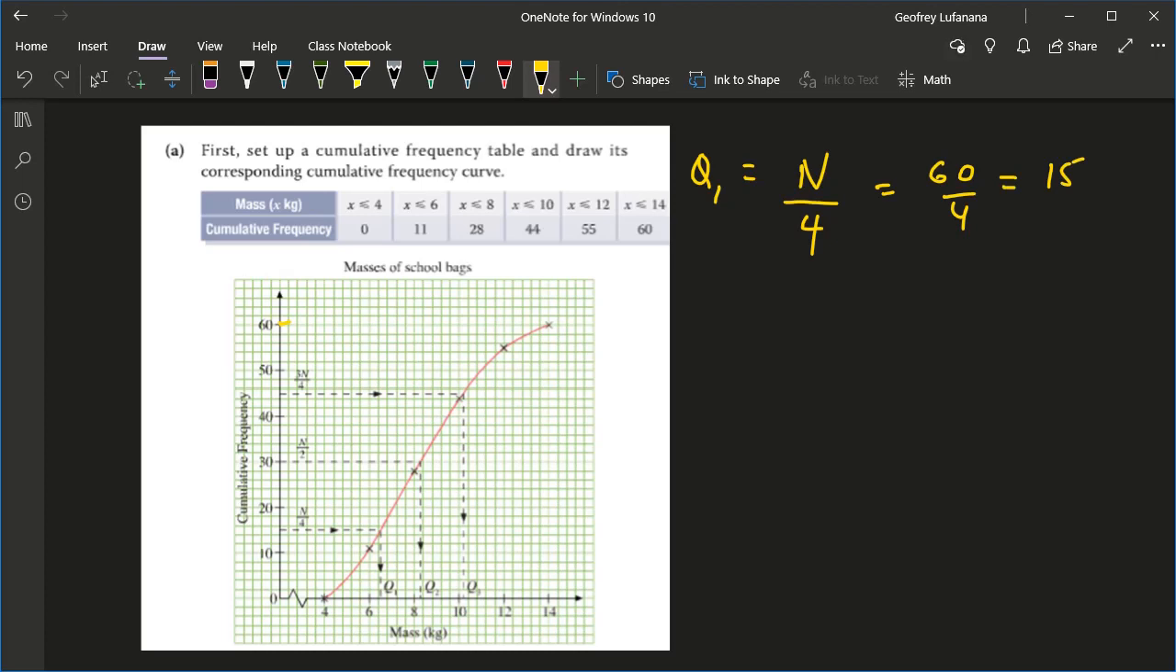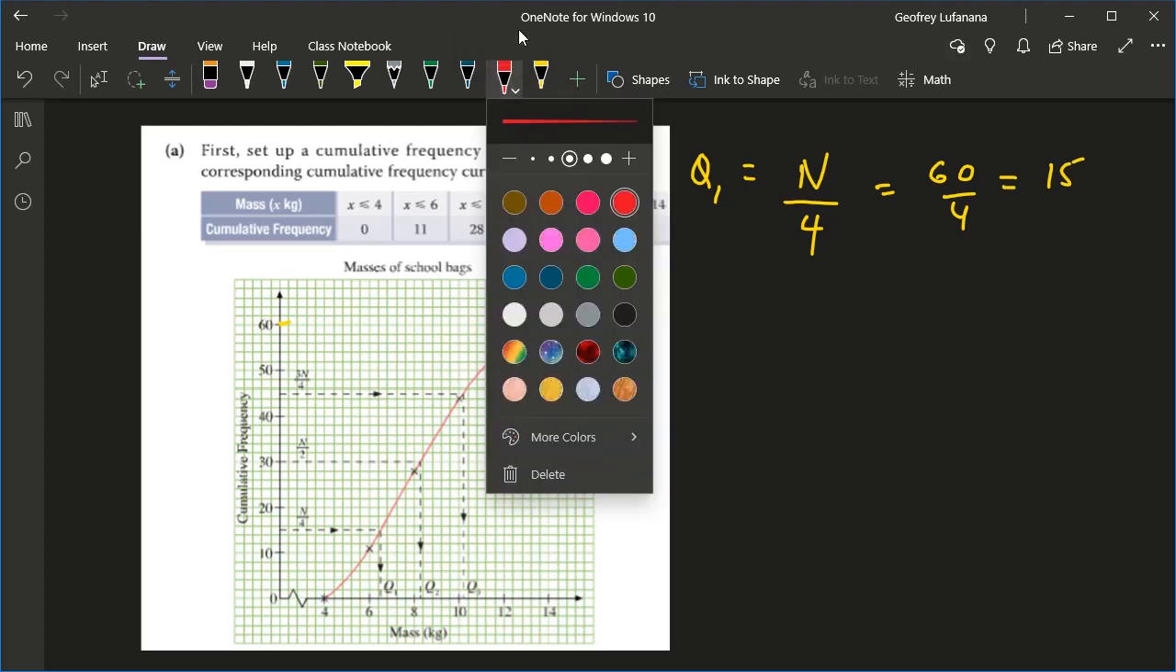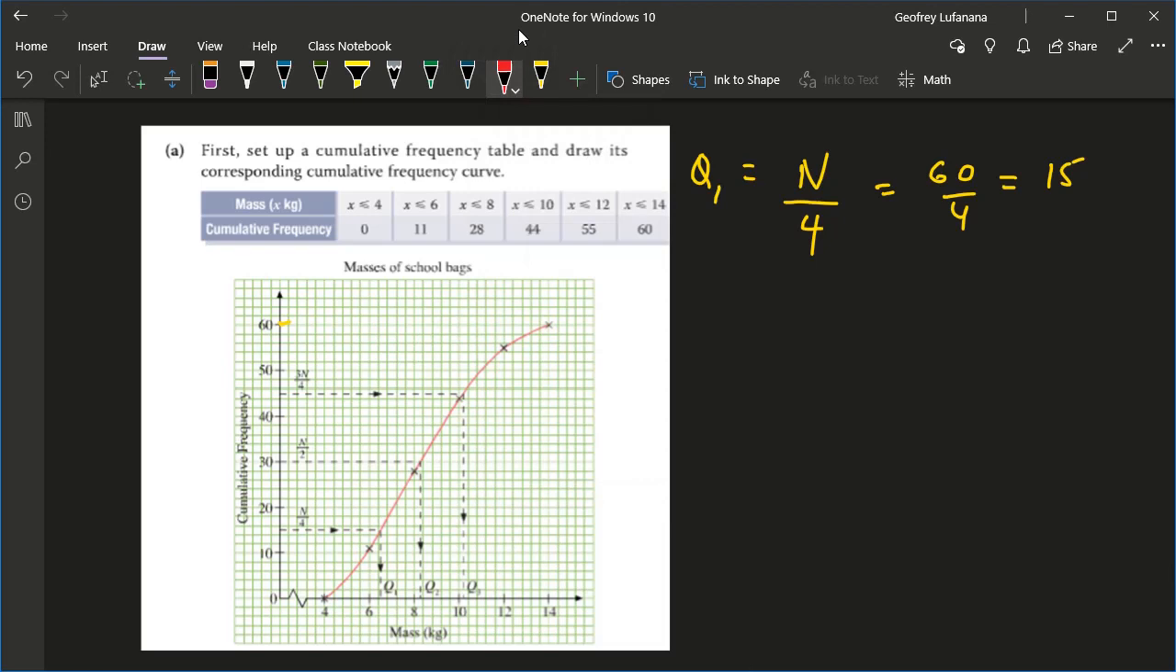So what happens is we go to the cumulative frequency axis, that's the y-axis, and look for 15. So 15 would be over here. We draw a horizontal line to the curve and a vertical line down from the curve to the x-axis, the axis which has the mass, and we read that from there. Now, depending on your scale, at some point you have to do some estimation. So from this scale, my Q1 is 6.5 kilograms.